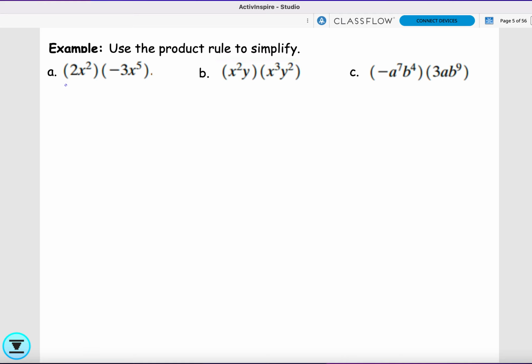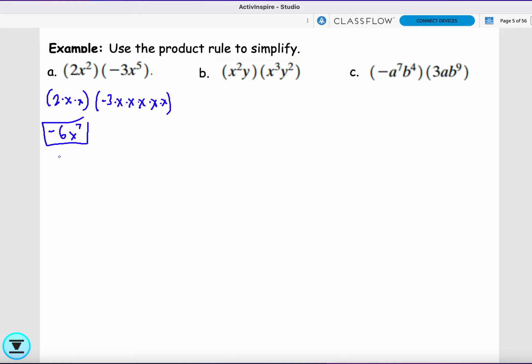So what does that look like, right? 2x squared is just 2 times x times x, whereas the second term, negative 3x to the 5th, is just negative 3 times x five times. So let's multiply the 2 times the 3. 2 times negative 3 is negative 6. And then look how many x's we have. 1, 2, 3, 4, 5, 6, 7. So it's x to the 7th, and we're done.